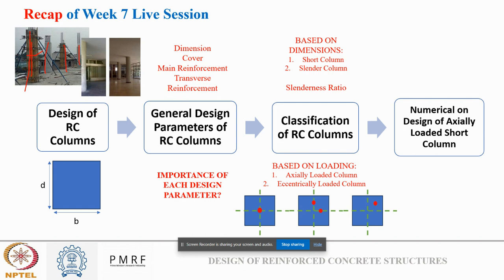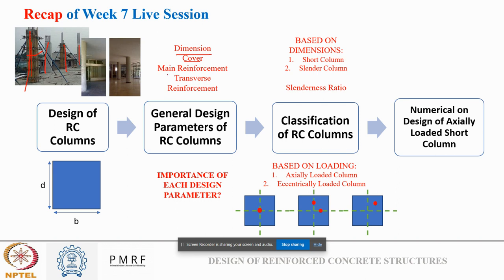Then we saw some important design parameters of a reinforced concrete column. What are those? Dimensions can be either square, rectangular, or circular. That is important to be chosen properly during the design. Then there is cover. Cover is generally taken more than 40 mm. That also becomes important when we are calculating effective depth and reinforcement spacing.